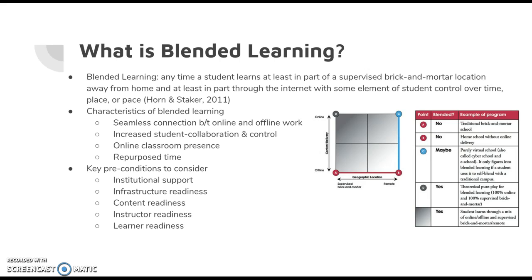The characteristics of blended learning include, one, a seamless connection between online and offline work, meaning that there is a direct and obvious connection to inform what is happening in the classroom online. Two, increased student collaboration and control, meaning that there is increased student-to-student or student-to-teacher collaboration. Three, online classroom presence, where there is more or less a learning management system and an online home base where it features similar activities that take place in classrooms.